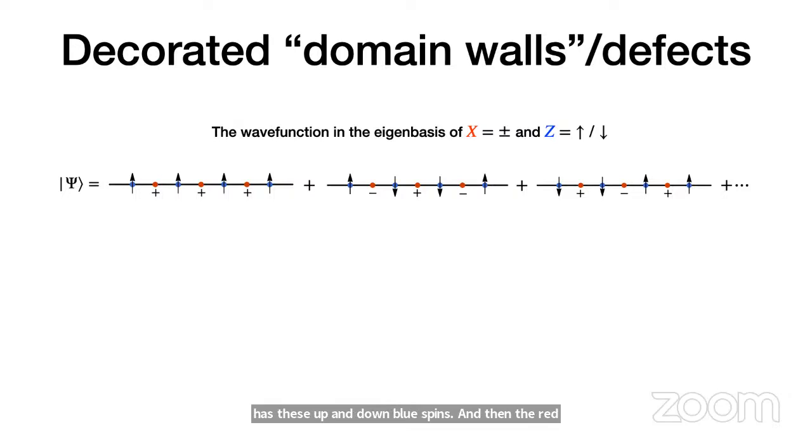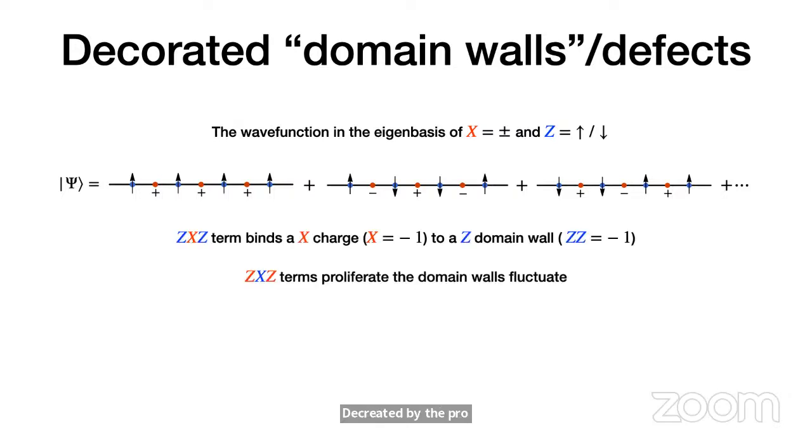And we know from the Hamiltonian that they have to follow a certain pattern. Any red site between two blue sites with the same spin has to have a plus charge. Any red site between two blue spins with opposite up and down spin has to have a minus. So the minus charge only appears on the domain walls of the blue spins. That's the decorated domain wall picture. In the ground state, we have only such combinations of domain wall states, the blue domain walls decorated by the red charges.